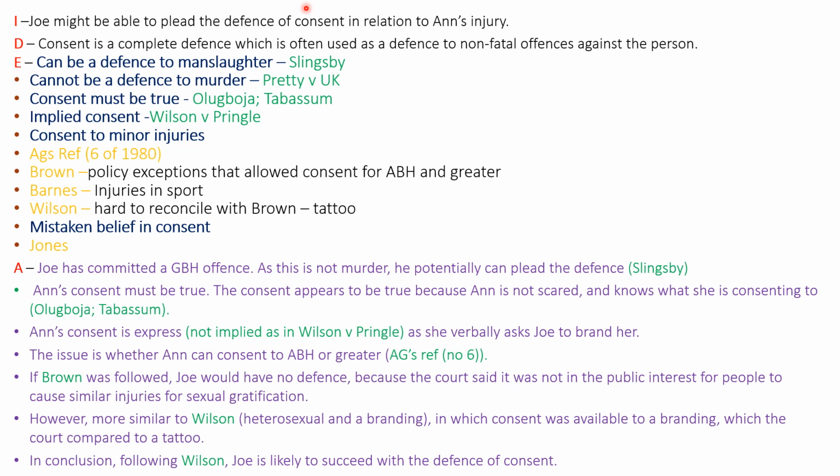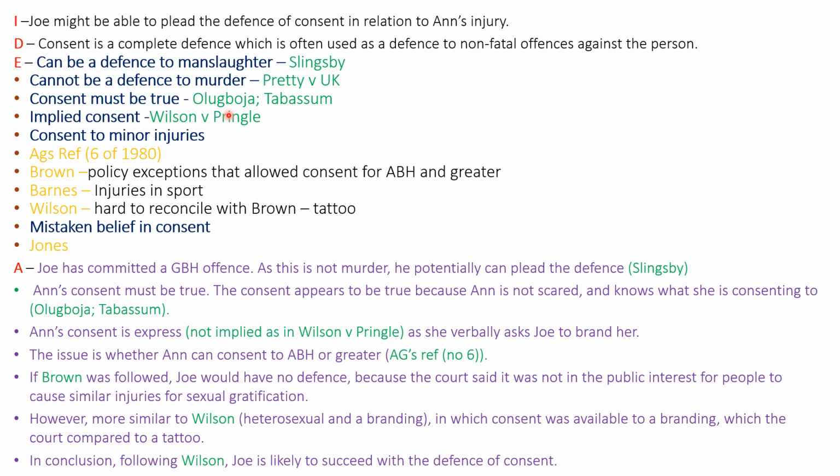And the next logical rule to say about consent is that consent must be valid, consent must be true and freely given. And Olugboja is a case that you could use to say that consent must be freely given, because in that case it was held that submission is not consent.